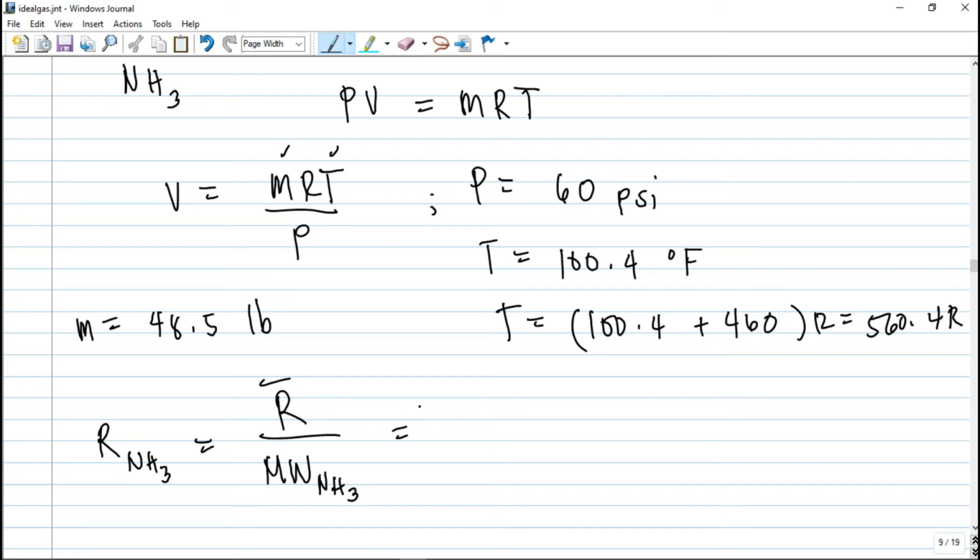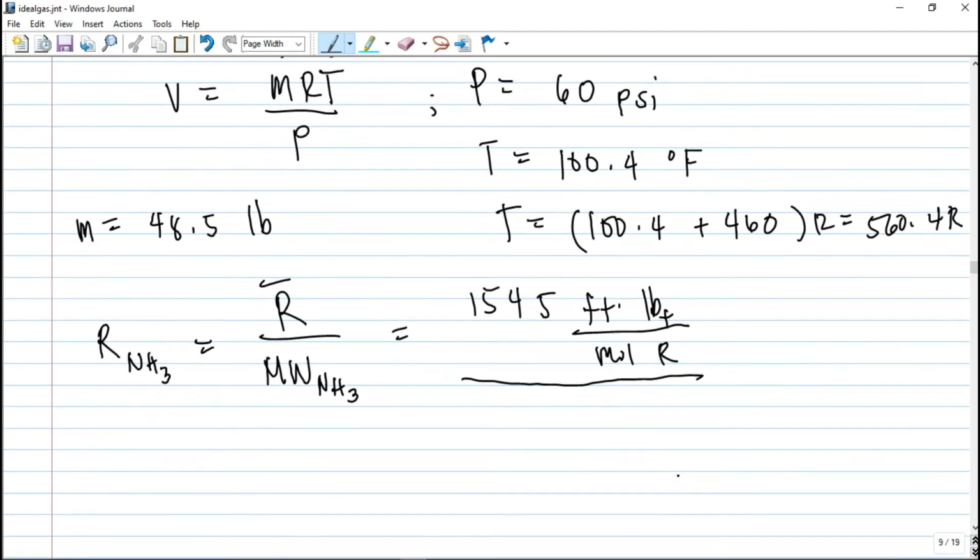The universal gas constant, gamitin natin yung English unit, so that is 1545 foot-pound force per mole Rankine. So divided by the molecular weight of NH3. Okay, so N, nitrogen yan. So 1 lang, subscript niya is 1. So we have here the molecular weight of nitrogen, that is 14 pounds per mole. Okay? Add natin yung molecular weight ng hydrogen, so that is 3 times 1 pounds per mole.